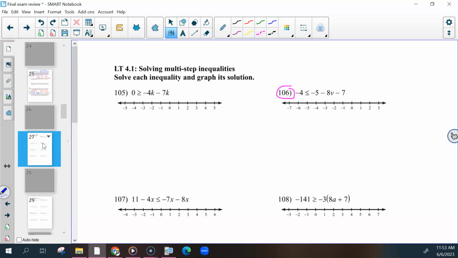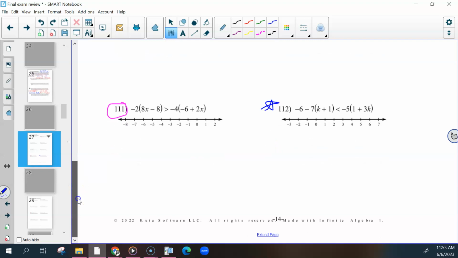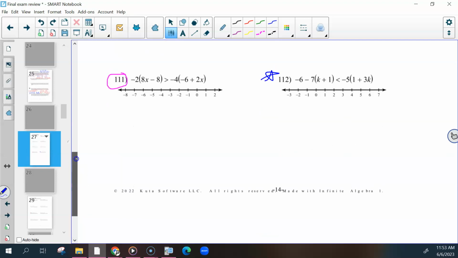So now we're in inequalities. On this page, are there any we want to see or go over? 110? Well, by that item. Any others? Really, if you can do this one, you should be able to do all the others.